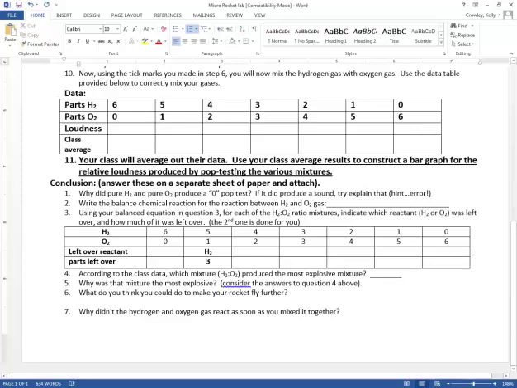All right, but anyway, let's take a look at this. We should have all of our averages up here. Number 1, why did pure H2 and O2 produce a 0 pop test? For us, we actually discussed this as a class last time. The pure hydrogen actually did have a little bit of a pop for most of my classes. And we tried to think about why that would be. Why did we get a small pop on that?